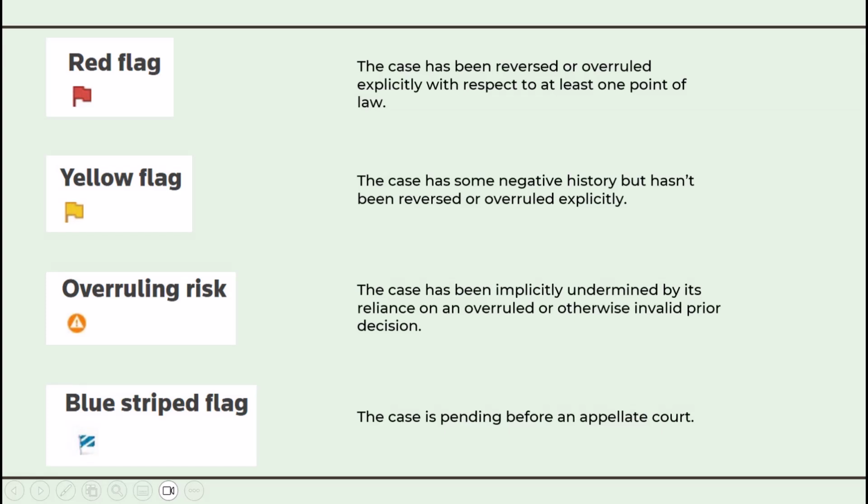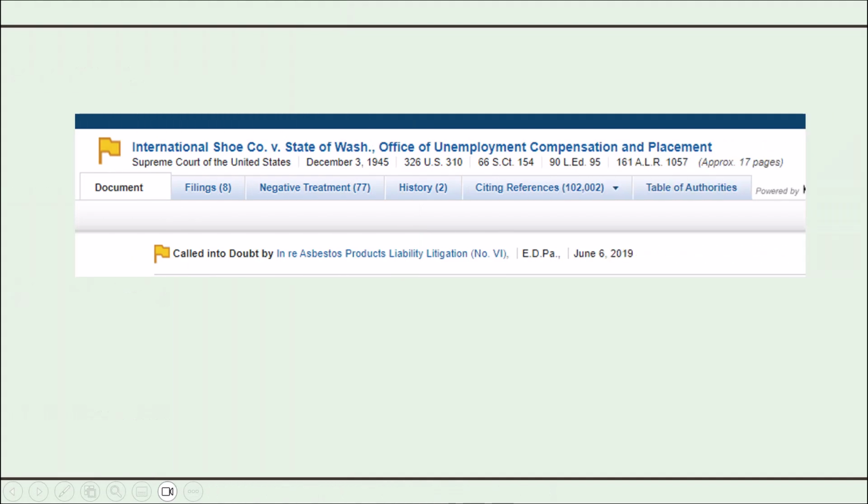The final flag, a blue striped flag, is telling you that the case is pending before an appellate court. In other words, one of the parties appealed and it is before an appellate court. So it may be reversed in the future. You'll need to check. So now let's go back to International Shoe and see what we're going to do to find out what has happened to this case.